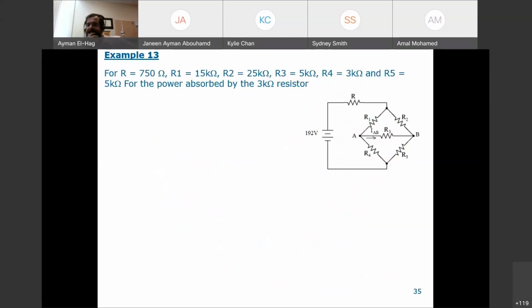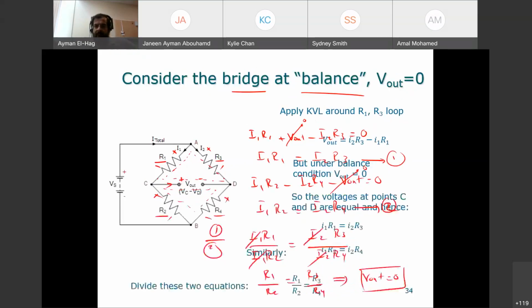Let's have this example. So here what I did when I just divide this over this: I1 will cancel and I2 will cancel, because in this term we have I2, here we have also I2, so this will be canceling. So we'll have R1 over R2 equal to R3 divided by R4. Hopefully this is clear. Hopefully everyone can see this.